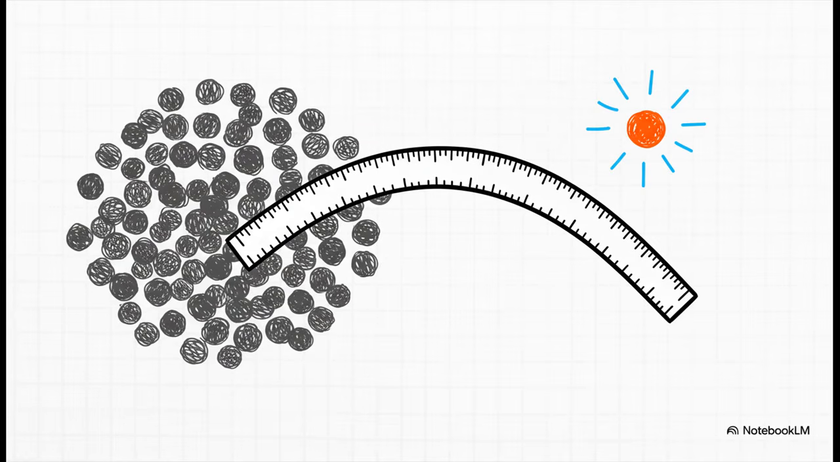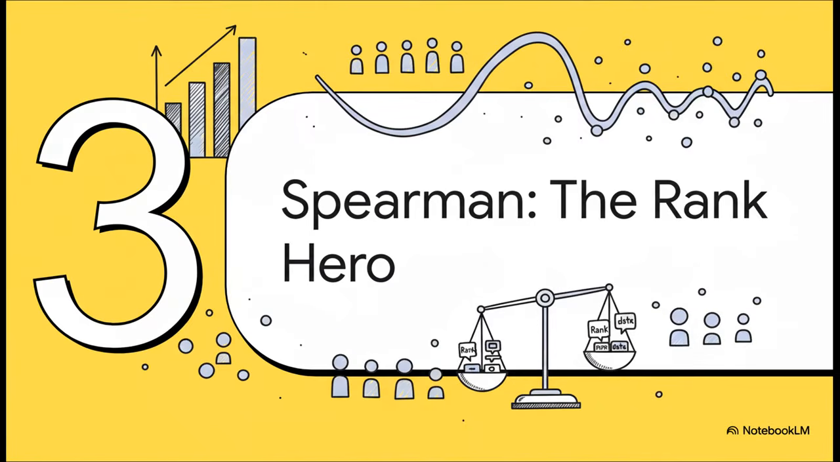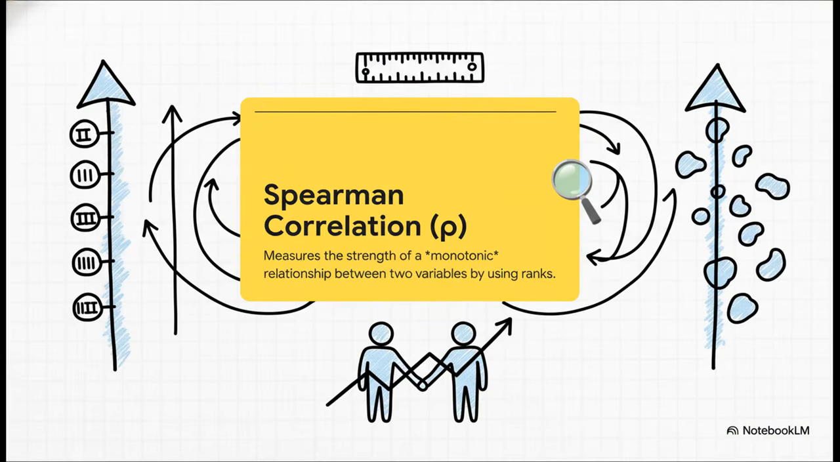That rigid ruler we talked about, it just got bent completely out of shape. This is exactly where our second tool makes its grand entrance. And it has a totally different way of looking at the world. Say hello to Spearman's rank correlation coefficient. This one's called Spearman's rho. And here's the cool part.